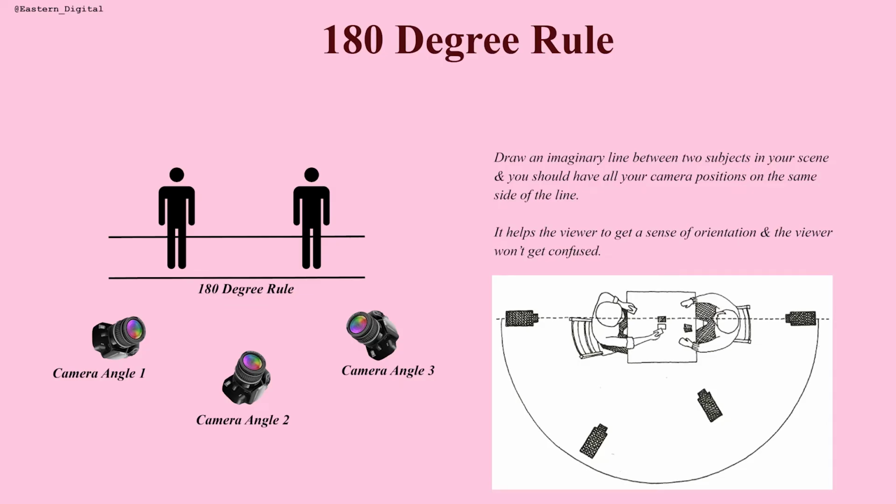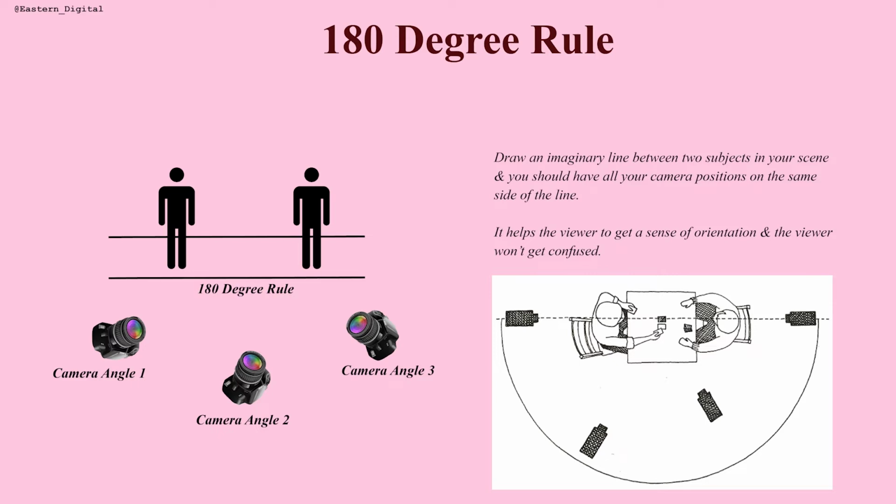Hi everyone, in this video I'm going to introduce you to the new concept of the 180-degree rule of filmmaking. We use this rule to give the audience a good sense of orientation and create a relationship between two characters. Mostly when two characters are in focus, maybe they are talking or doing something, we use this rule to give the audience a good sense of orientation.